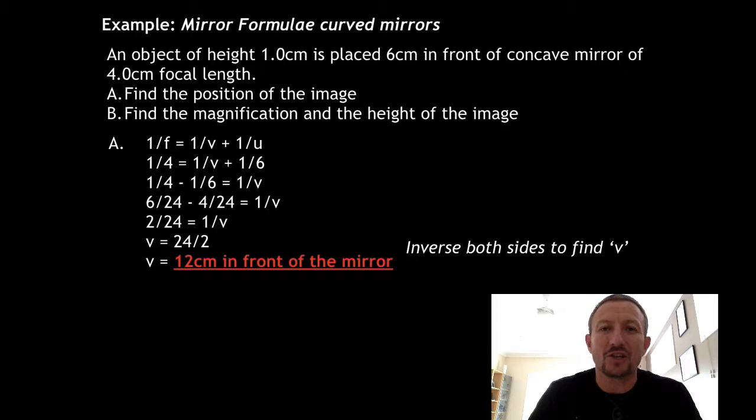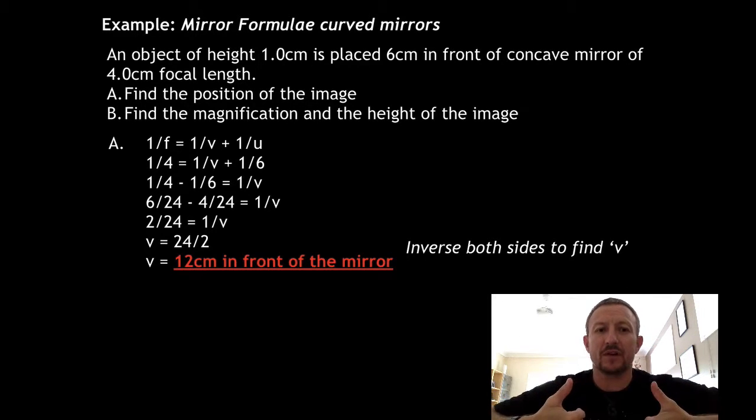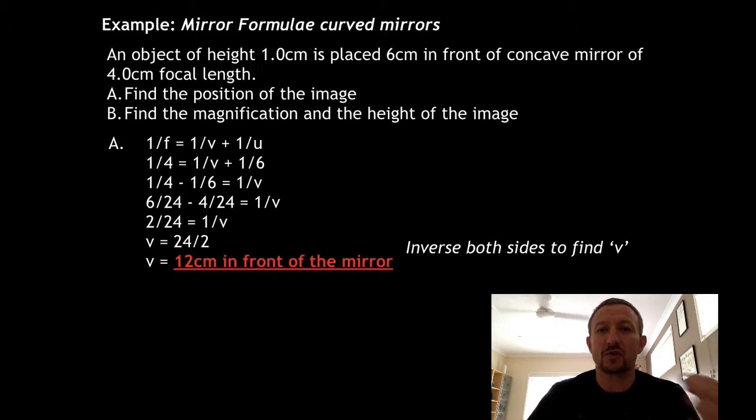I always find it's easy to look like that. So on that third line you can see I've got a positive quarter minus a 6th equals 1 over v. So we find a common denominator, which is 24, so I get 6 over 24 minus 4 over 24 equals 1 over v. So 2 over 24 equals 1 over v. Now I have to invert both sides because I don't want v being 2 over 24. It should be 24 over 2. So as a result, the distance of the image is going to be 12 centimetres in front of the mirror.